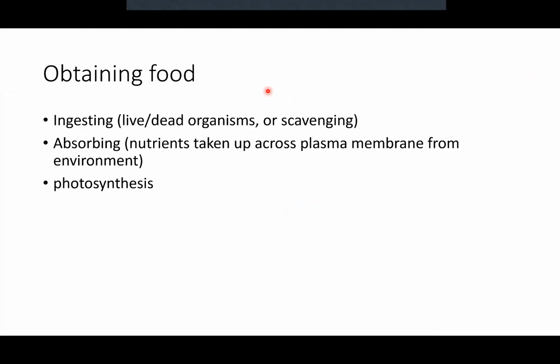Three main ways we talked about to get food is by ingesting. So this is when the protists eat live or dead organisms, or they scavenge. So they can have a wide variety of mechanisms in which they can ingest organisms. They can absorb nutrients across their plasma membrane from their environment, and of course, they can use photosynthesis.